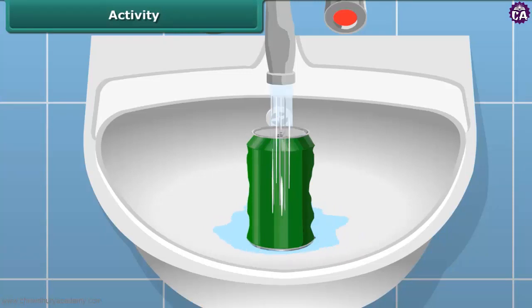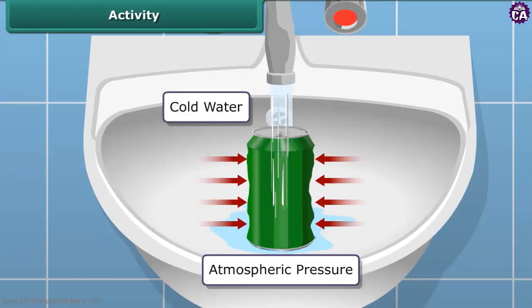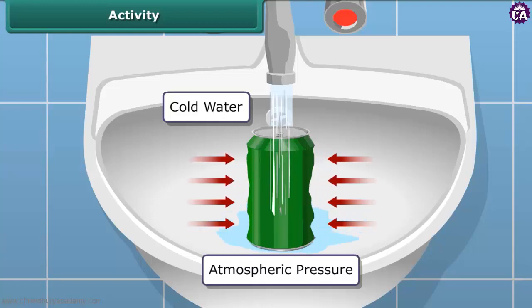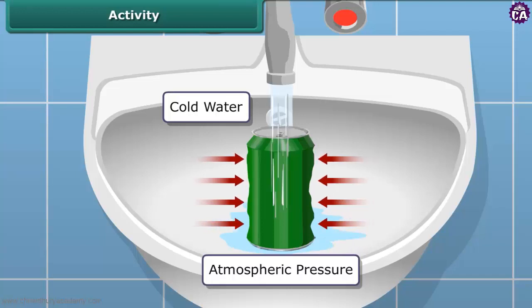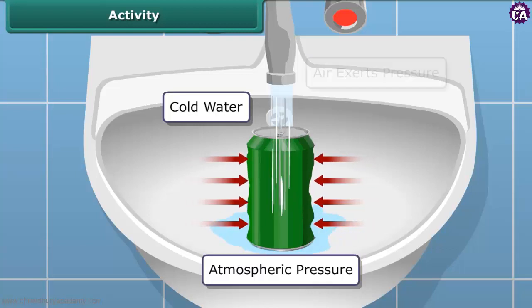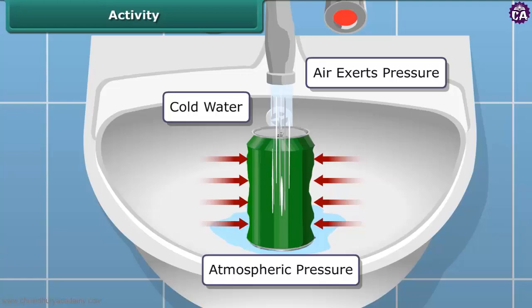Do you know why this is so? As water is poured over the can, some steam in the can condensed into water which reduces the amount of air inside the can. That means air pressure inside the can decreases than the pressure exerted by the air from outside the can. As a result, the can gets distorted. So by this activity you learned that air exerts pressure.